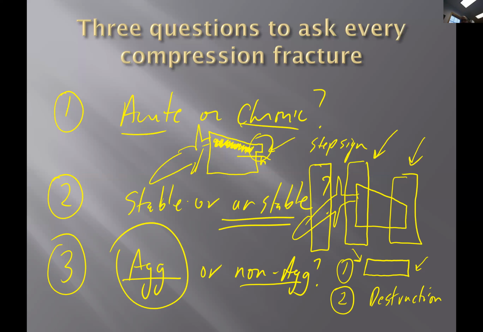So look, my grandma can see most compression fractures. Not the one I'm showing you on this case, that's tough. But it's not hard to see a compression fracture. But I think where we shine is by asking these questions. Number one, are you acute or chronic? Number two, are you stable or unstable? And number three, are you aggressive or non-aggressive?